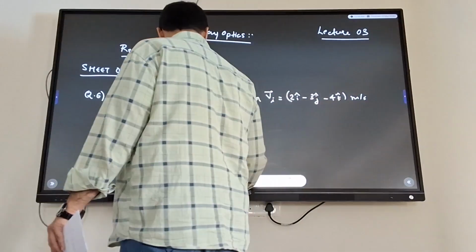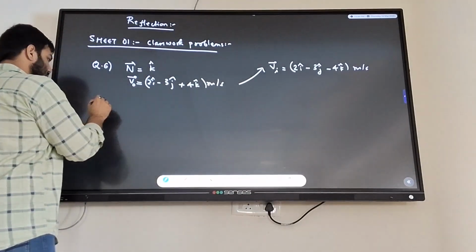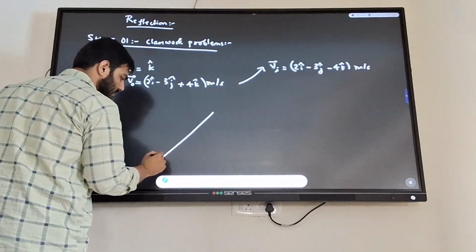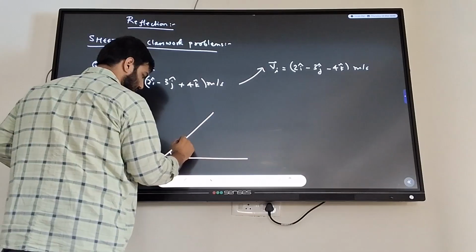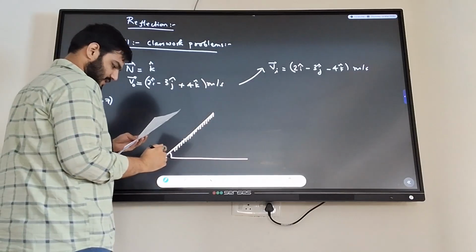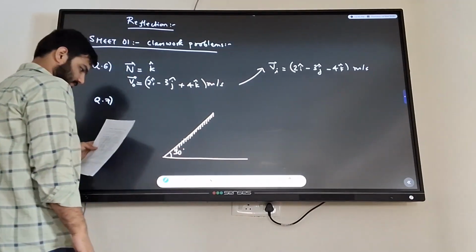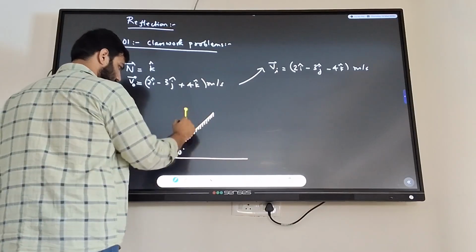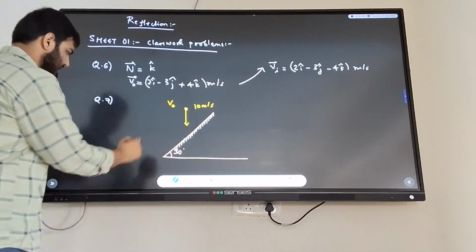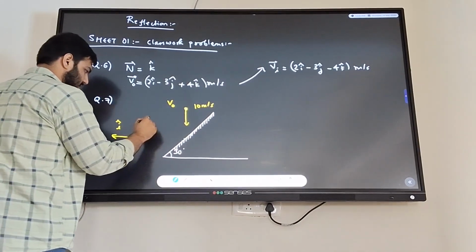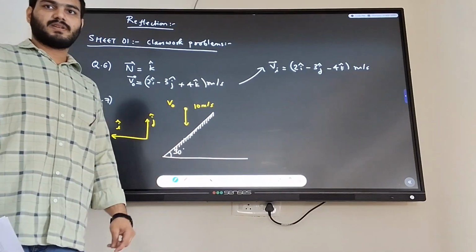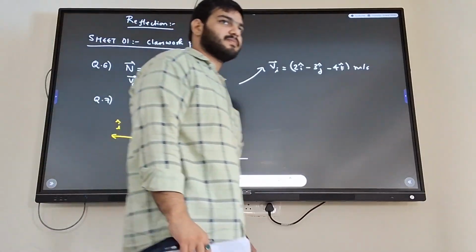What about question number 7? This is interesting. The diagram to it is something like this. Let's say this is your mirror. This angle is given, I think, to be 30 degrees. The object is falling with a 10 meter per second velocity. This is the coordinate system given, i cap and j cap. Now the question is, find the image velocity vector. Try to do it. I'm giving you 3 minutes, and then I will discuss.